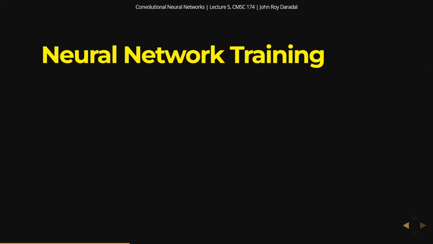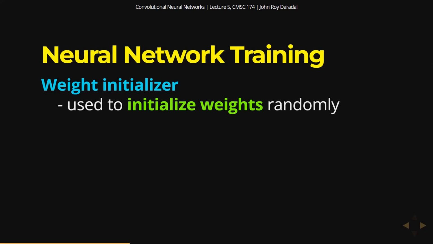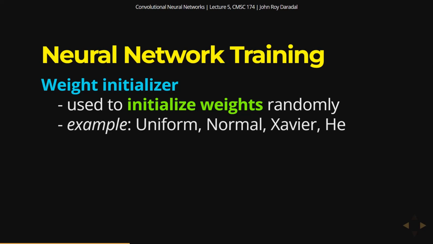So what do we need for the training of a neural network? First, we need a weight initializer. So what is a weight initializer? It's used to initialize weights randomly, because of course we need to start with some weight values, right? If we start with all zeros, then it's not a good idea, because if all our weights were 0, then when we do matrix multiplications, the output would always be 0, right? So it would not be useful.